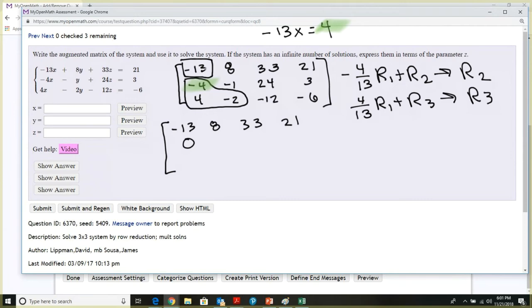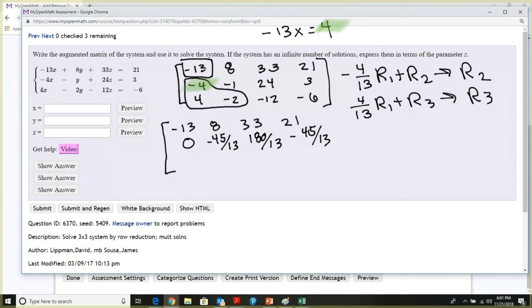So -4 over 13 times 8, I'm going to add that to the -1 in the second row. And that's going to give me -45 over 13. Now I'm going to do -4 over 13 times 33, and add that to the 24 in the second row. That's going to be 180 over 13. Now I'm going to do 21 times -4 over 13, and add that to the 3 from the second row. And that's going to give me -45 over 13.